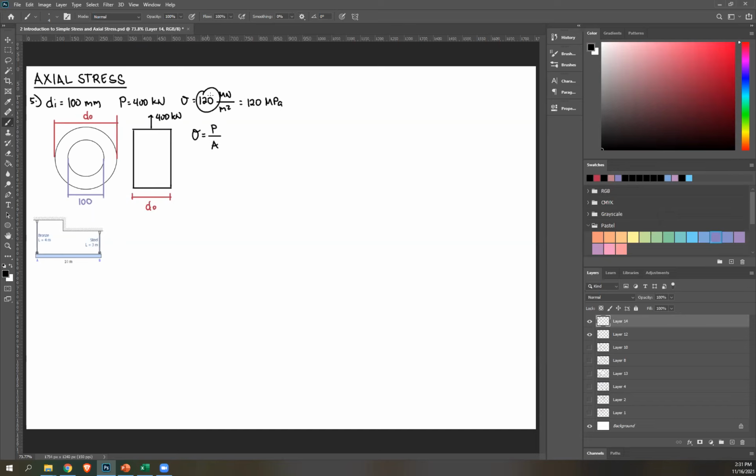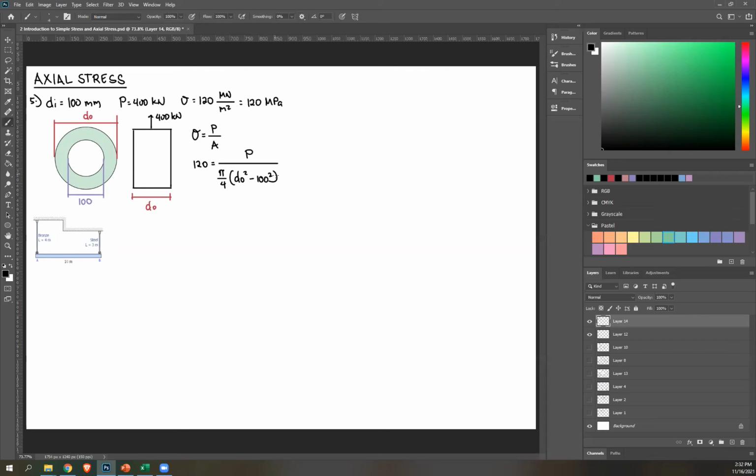We're given the allowable stress, which is 120 MPa. So 120 equals P over A. Now the question here is, what is A? A is the cross-section of your tube. Hollow tube, so at the center, there's nothing there. Therefore, this is the only area carrying your load, which is a ring. And recall, area of a ring is just pi over 4 times outer diameter squared minus inner diameter squared. And that inner diameter is 100. Okay? That's our equation.